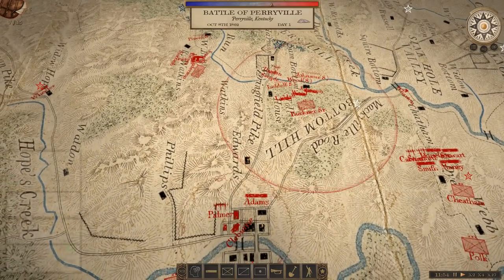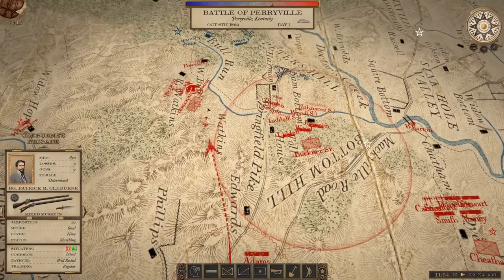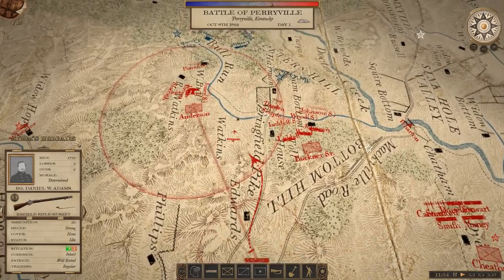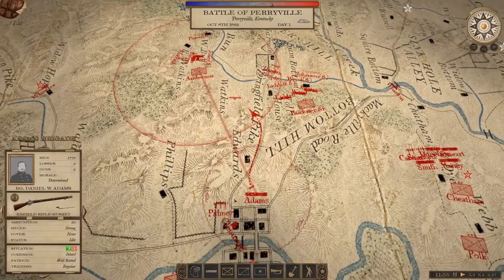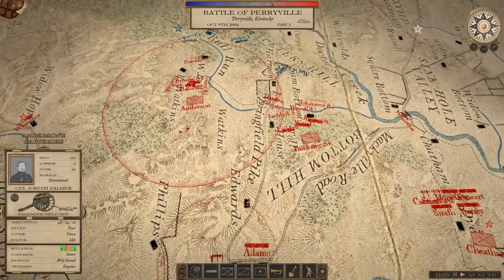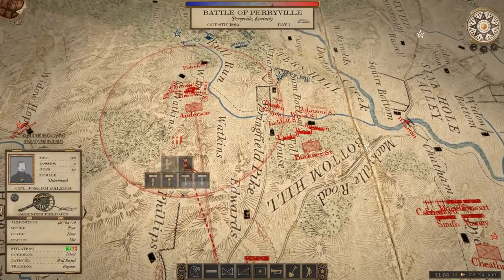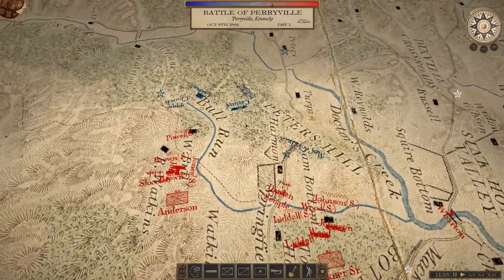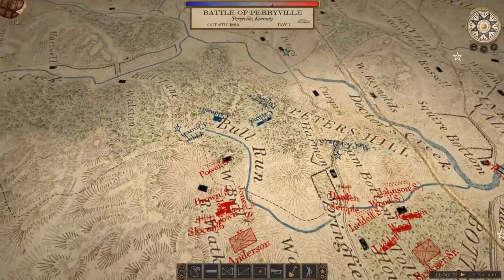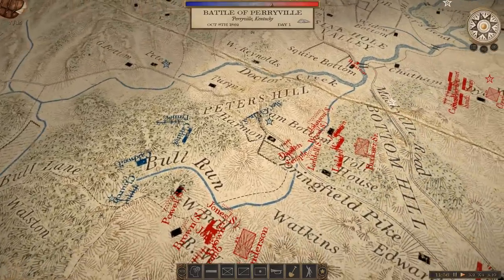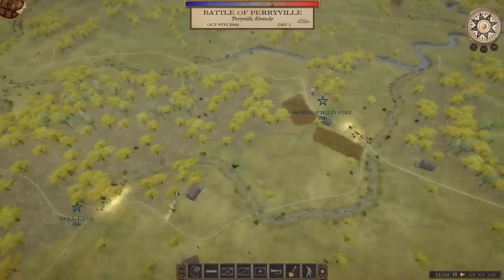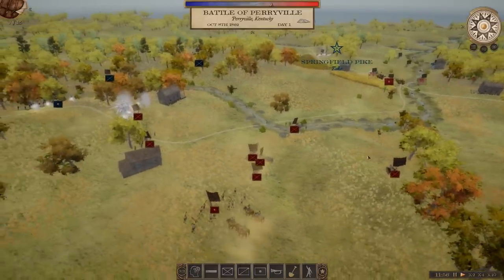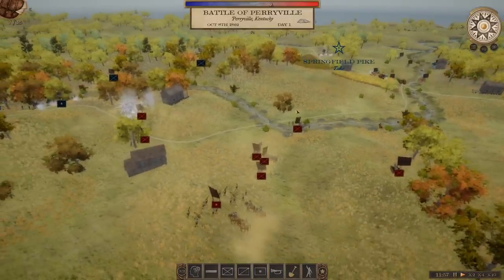At this point, I think it's a good idea to start moving the reserve forward. So let's put Adams, Smith, and Palmer's guns closer to Anderson to block the hole, in case the enemy tries to push his troops through the hole. And here we see the engagement already building up.